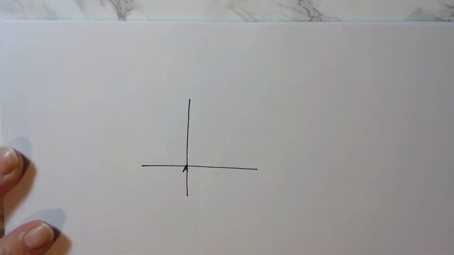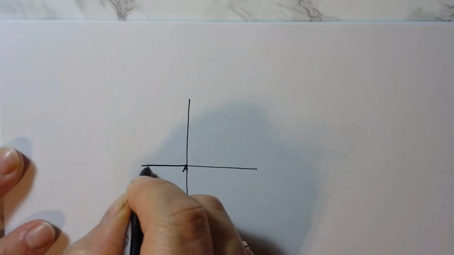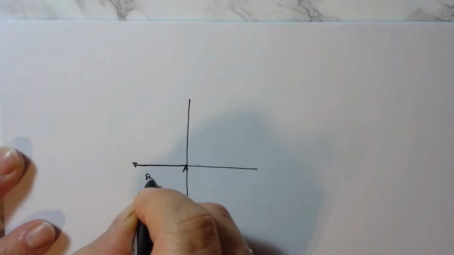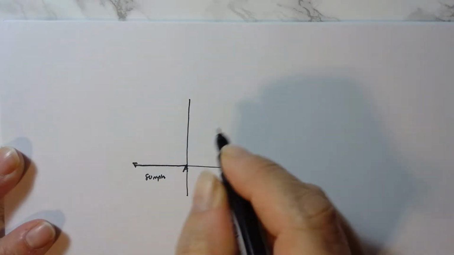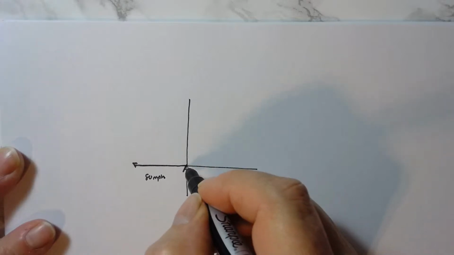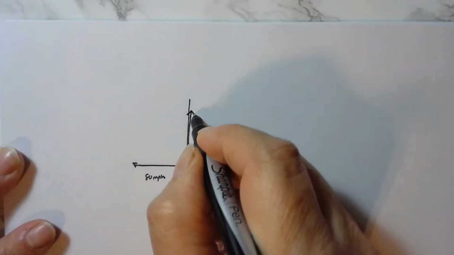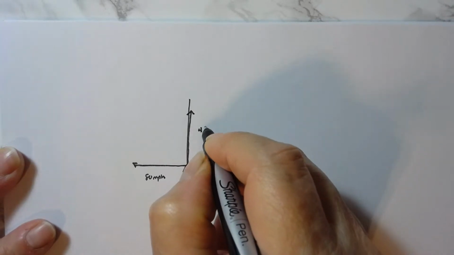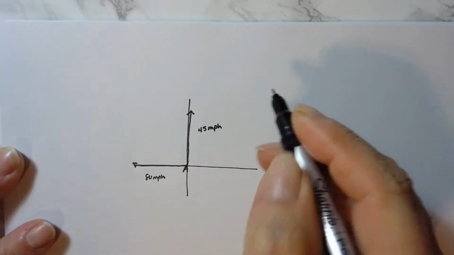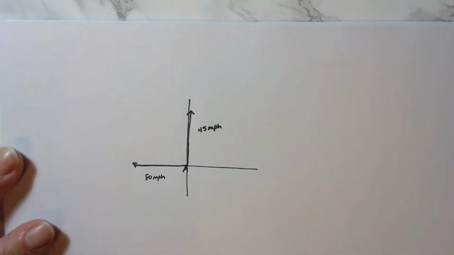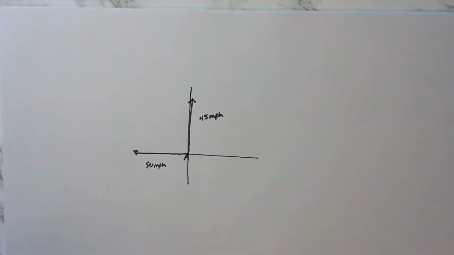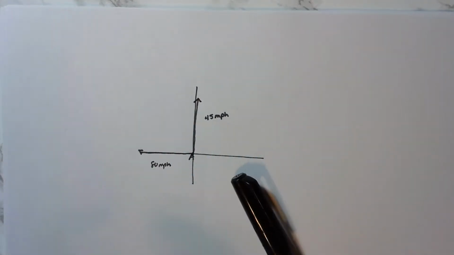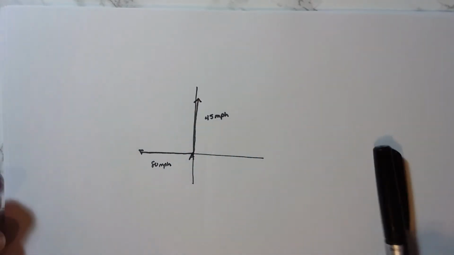At the same time, one travels west at 80 miles an hour. So this car here is traveling west at 80 miles per hour. And the other one is traveling north. So this other car is traveling north at 45 miles an hour. Okay, so my rates are positive because they're traveling away from the origin or away from each other. All right, and the question is, how fast is the distance between them increasing?